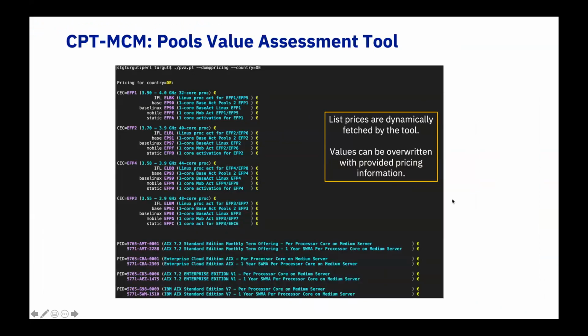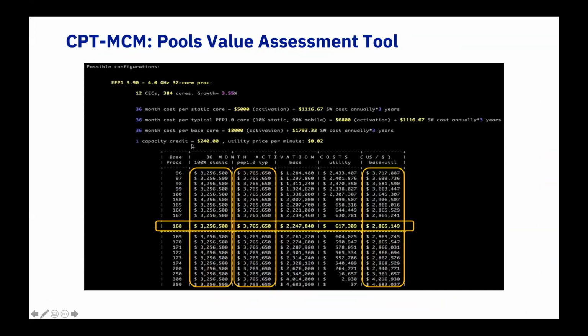At the end of the day, we calculate how many static cores might be required and how much it would cost. Whereas if you are going for Enterprise Plus version 1, how much would it cost with 90% mobile, 10% static? And also Enterprise Plus version 2, how many base activations is the sweet spot, and how many base plus how many utility credits will add up to. So here, this is the sweet spot.